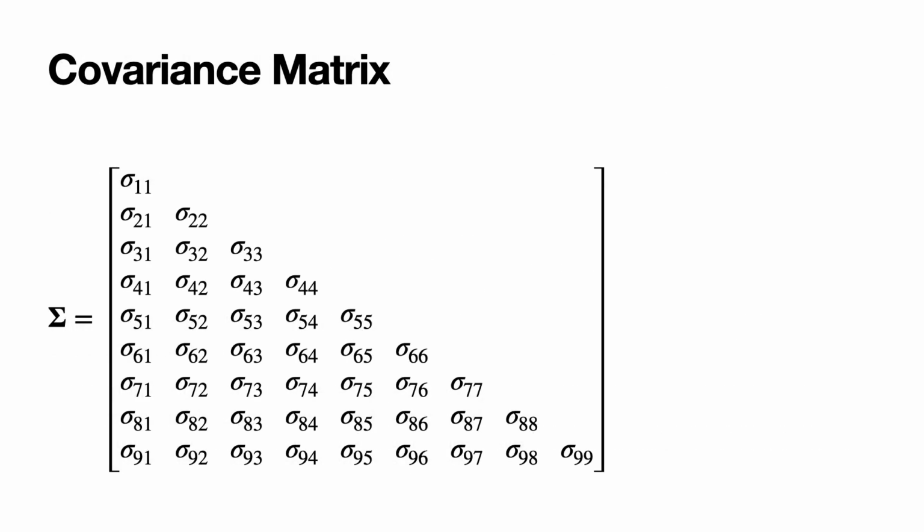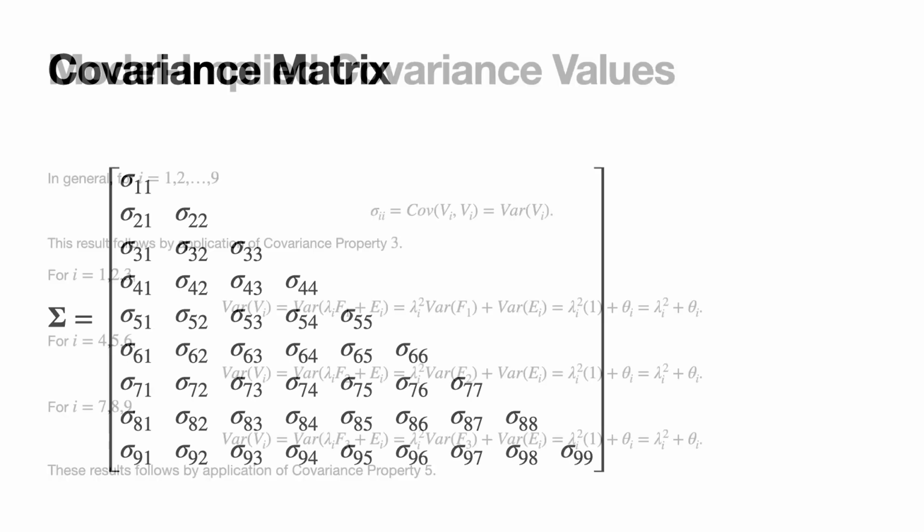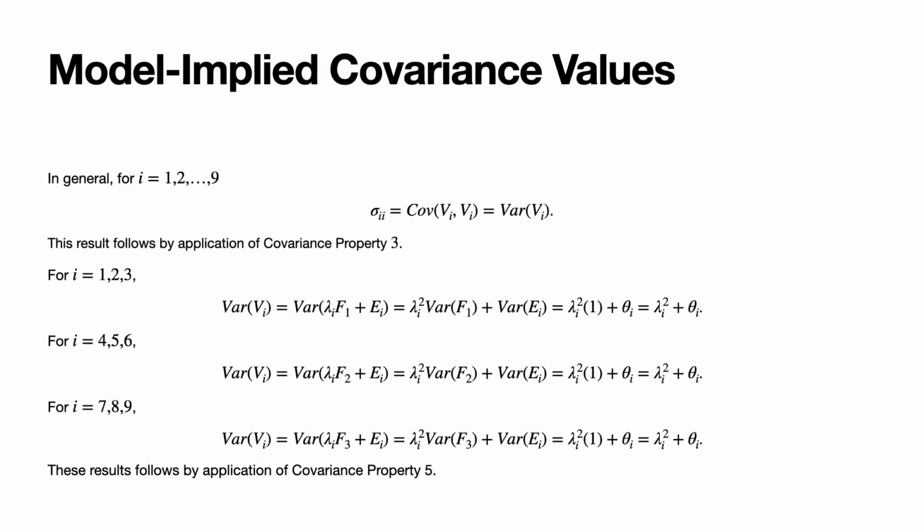And so here is the lower triangular portion of that covariance matrix. So we're going to derive expressions for each of these entries in the covariance matrix. Let's start off with the diagonal values. In general, for i going from 1 to 9, sigma sub ii is equal to the covariance of V sub i and V sub i, or the covariance of V sub i with itself, and that, you'll recall, is the variance of V sub i. This result follows by application of covariance property 3.